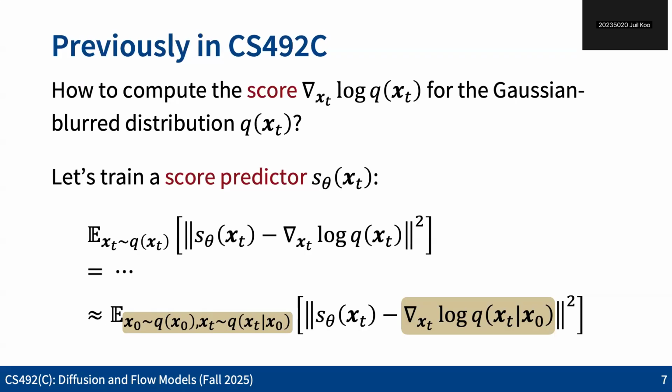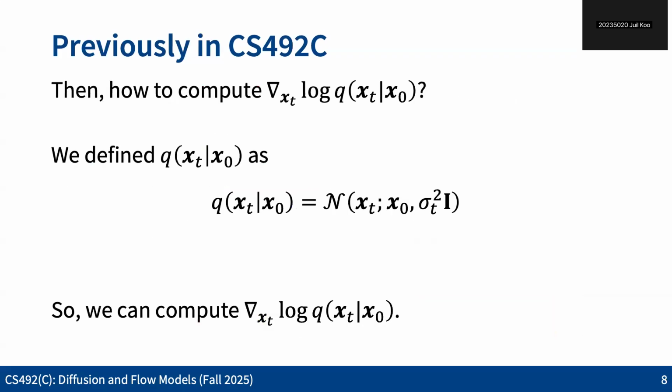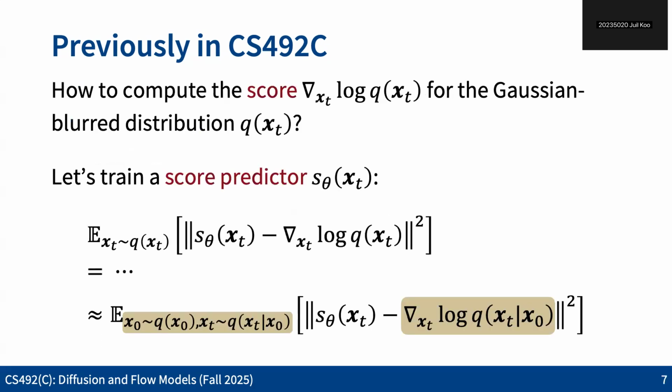Then it becomes more feasible, because this conditional distribution is what we defined as the Gaussian distribution, right? For the Gaussian distribution, we know how to compute the score function. It's simply taking the gradient of the log of the probability. So now we can see that training this score predictor becomes feasible because of the derivation of the expected value here.